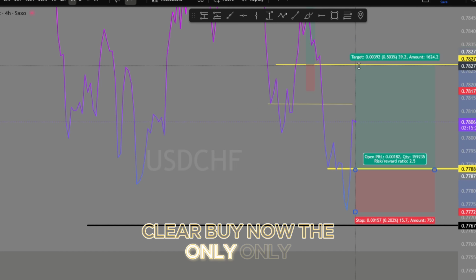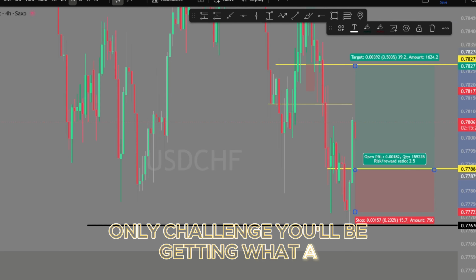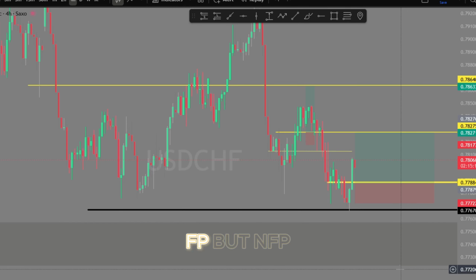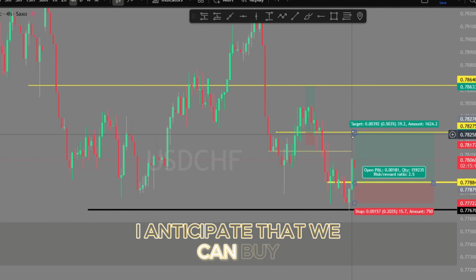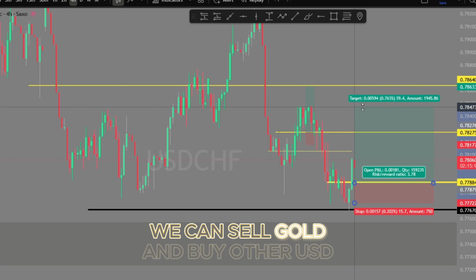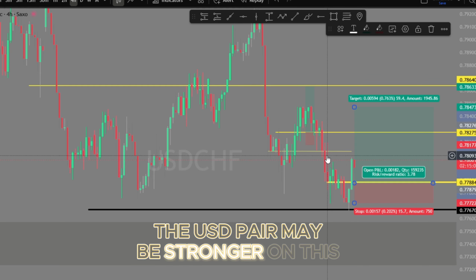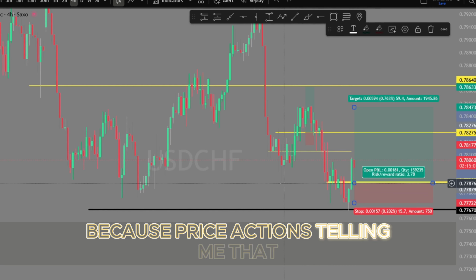The only challenge will be getting an exit plan, since we are even having NFP. But on NFP, I anticipate that we can sell gold and buy other USD pairs. The USD pairs may be stronger on this NFP, because price action is telling me that.